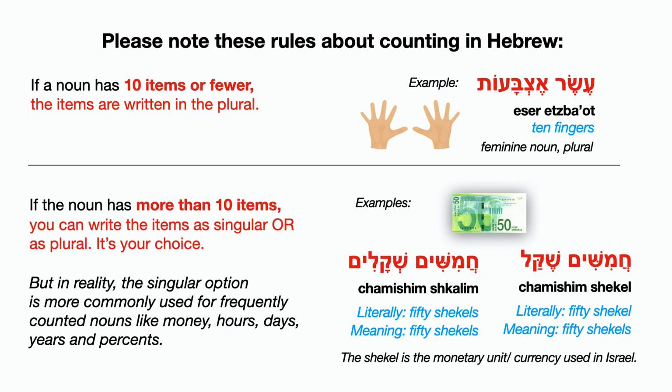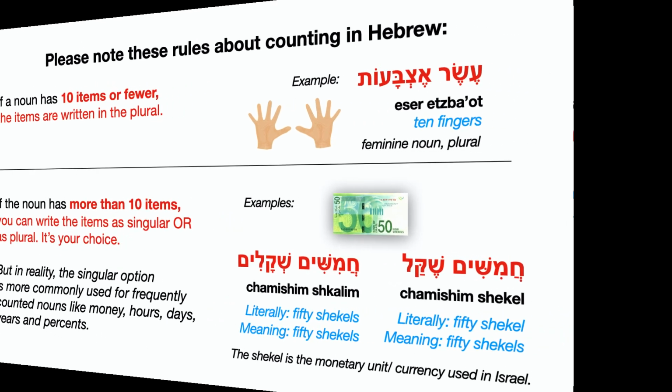Well, in reality, the singular option is more commonly used for frequently counted nouns like money. In this case, we have the example of shekels or shekel. It could be applied to hours, days, years, and percentages. These are things that we count very often. We're going to see more examples.